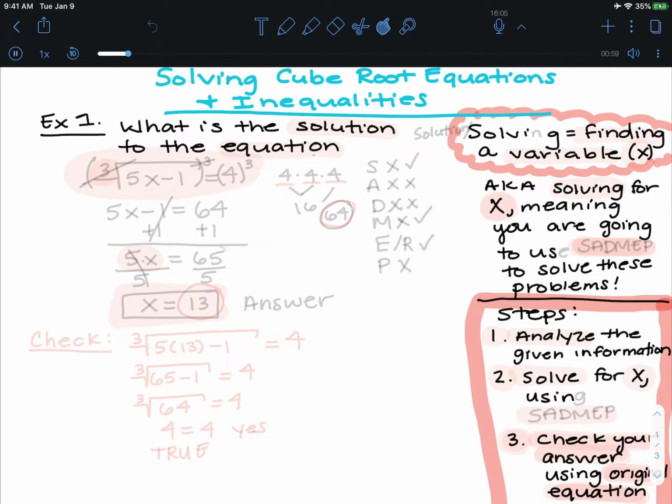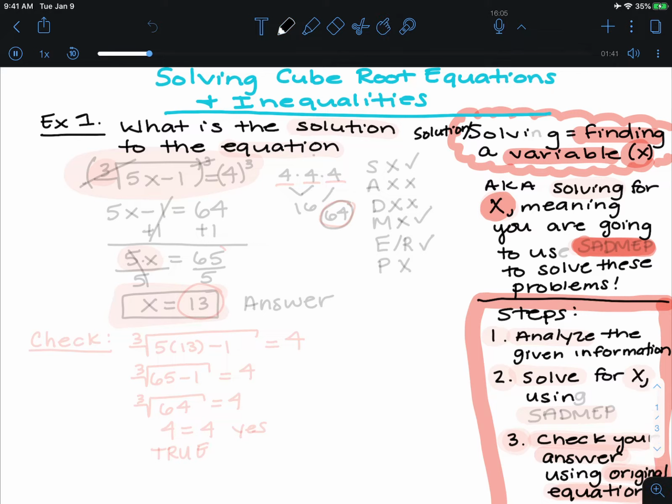So when they ask us to solve or to find a solution, what they're telling us they want us to do is find the variable, right? What variable is that going to be? It's going to be the variable x, AKA solving for x. So when we're solving for x, once again, we are going to fall back on SWBAT, okay? That is what we're going to be using to solve these problems. So SWBAT keeps on popping up right here, okay?